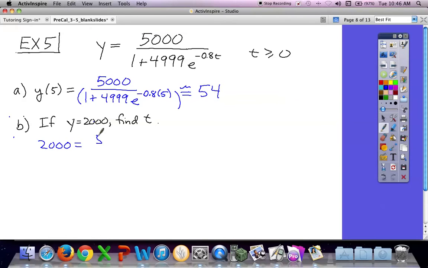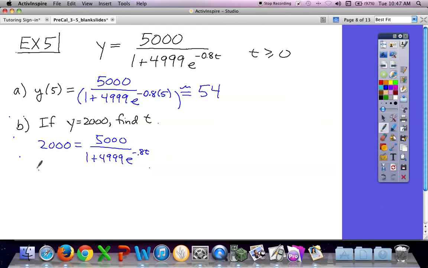So 2,000 equals 5,000 divided by 1 plus 4,999 e to the negative 0.8 times t. Now you have to solve for the t, which is buried in the denominator. Multiply by what? The denominator. You multiply both sides by this denominator. This cancels and it moves over here. Then you divide by the 2,000. Basically, these two are going to swap.